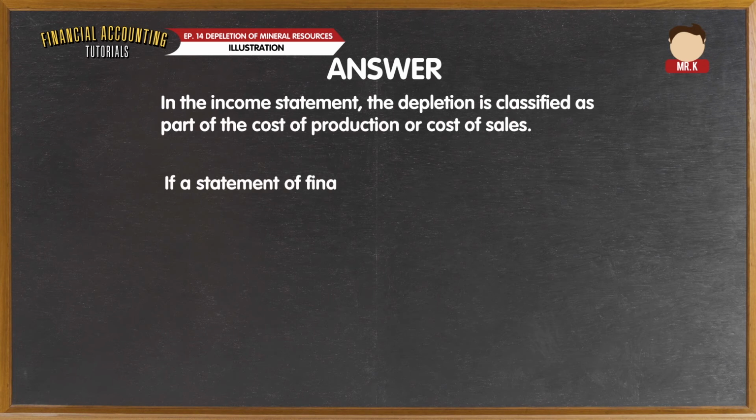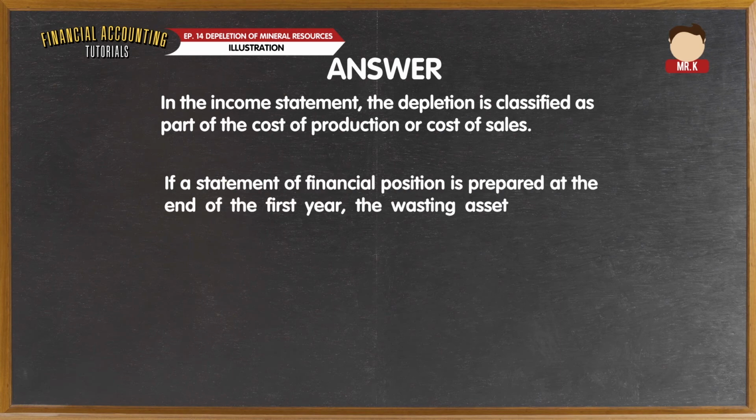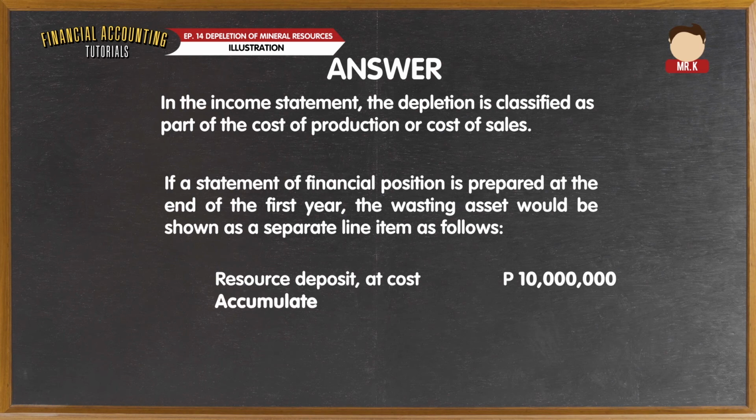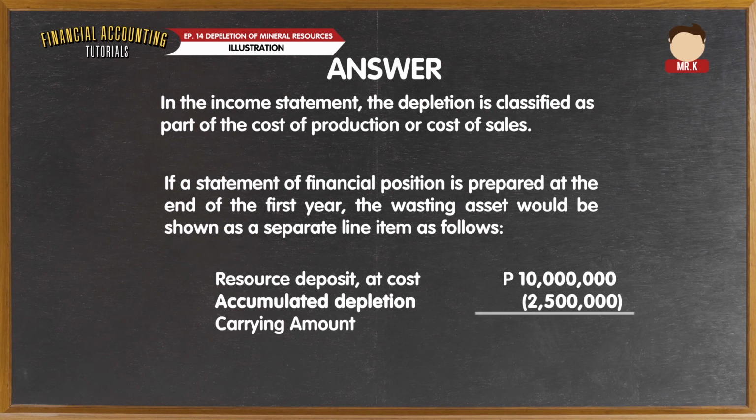If a statement of financial position is prepared at the end of the first year, the wasting asset will be shown as a separate line item as follows. Resource deposit at cost with the amount of 10 million pesos minus accumulated depletion with the amount of 2,500,000 pesos, and the carrying amount would be 7,500,000 pesos.